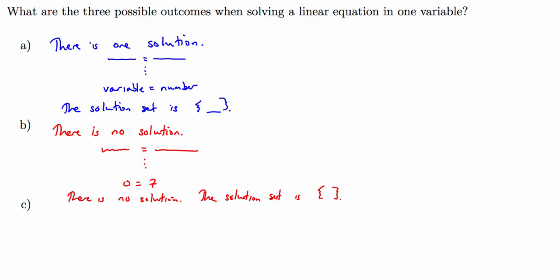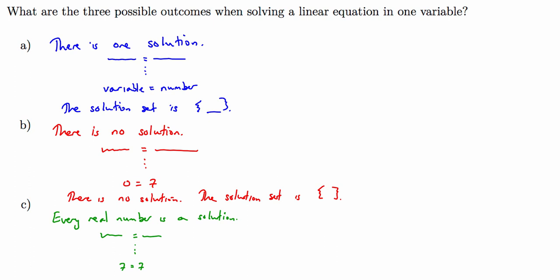The third possibility is that every real number is a solution. We come across this sort of situation when we, again, start with our original equation. We go through our usual process, addition and multiplication properties of equality, and we come down to a statement that involves no variables, but is just true. A statement such as 0 equals 0, or 7 equals 7.